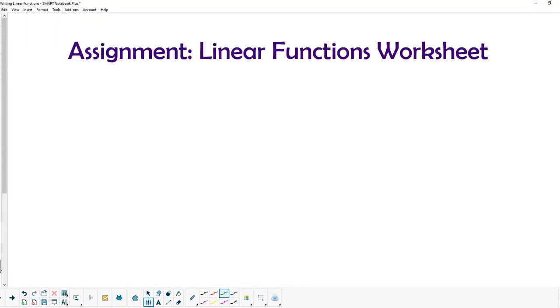All right, so our assignment then is the linear function worksheet. So another worksheet where you're going to use these tables of values and these graphs to practice writing some linear functions. It's really, really important. So good luck. Thank you.